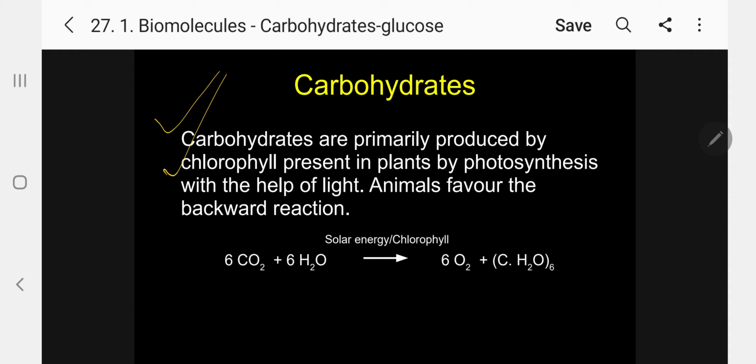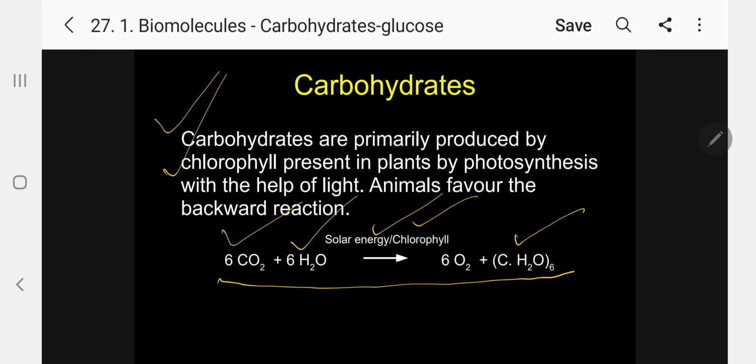This is the corresponding equation. Kindly follow. In solar energy, that is light, chlorophyll takes 6 molecules of carbon dioxide and 6 moles of water. So what will happen now? The plant synthesizes the carbohydrates, C6H12O6, and oxygen is liberated.